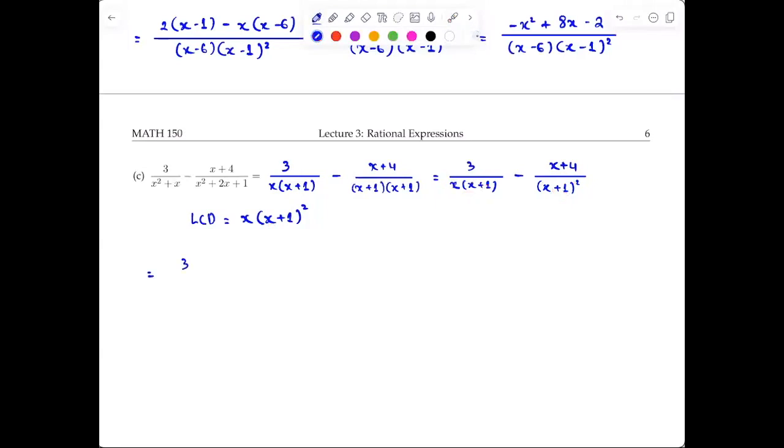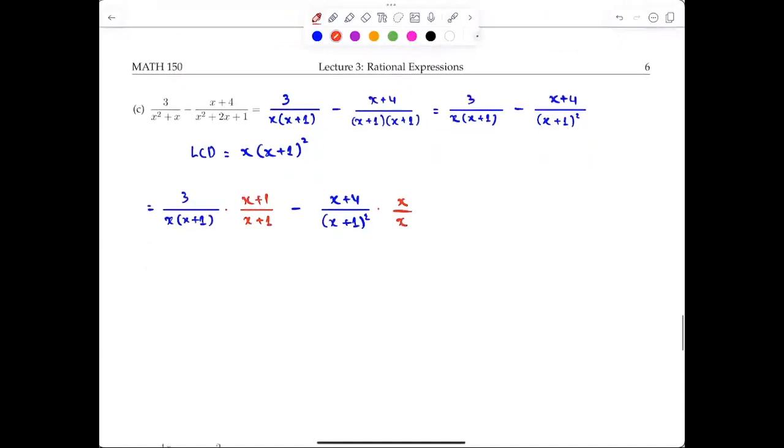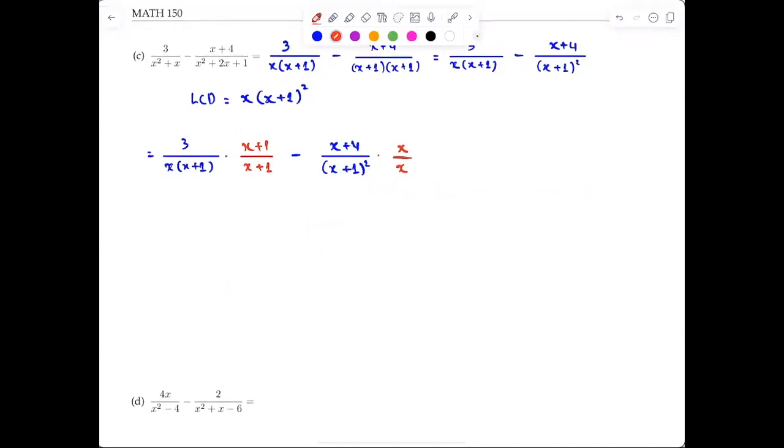So here I get 3 over x times (x plus 1), multiplied by (x plus 1) over (x plus 1), minus (x plus 4) over (x plus 1) squared, multiplied by x over x. Now you have the same denominator, just combine the numerators together. So the denominator is (x plus 1) squared times x. The numerator is 3 times (x plus 1) minus x times (x plus 4).